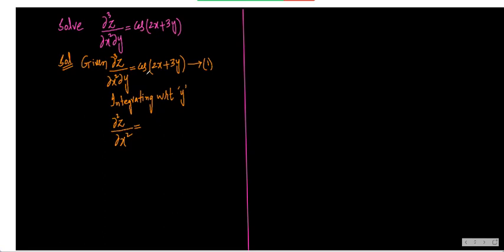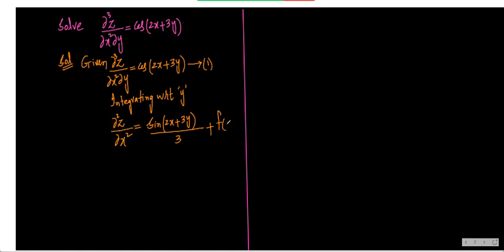Now, what is the integration of cos? Cos integration is sine of (2x + 3y) divided by 3, since we are integrating with respect to y and the y coefficient is 3 here. 2x is a constant. Plus, normally we are adding c, but since it is partial differentiation and we are integrating with respect to y, your constant should be in terms of x, like that, f(x).